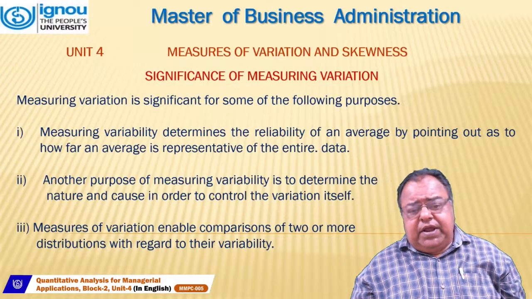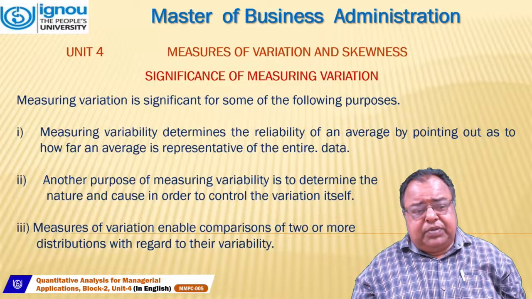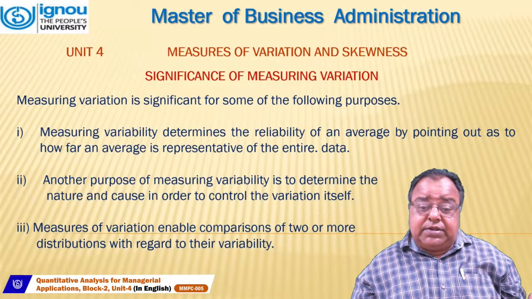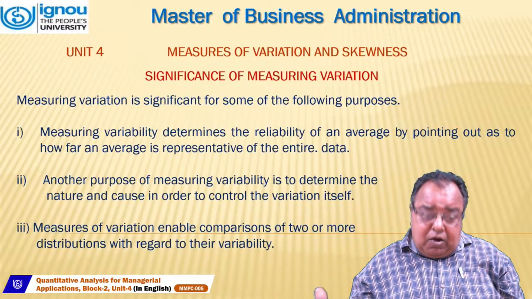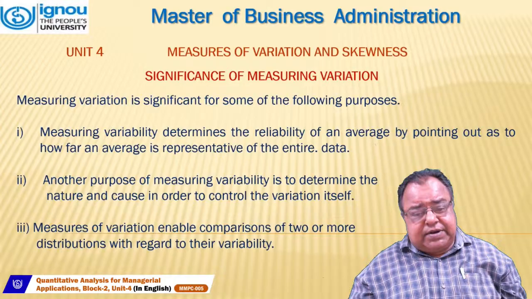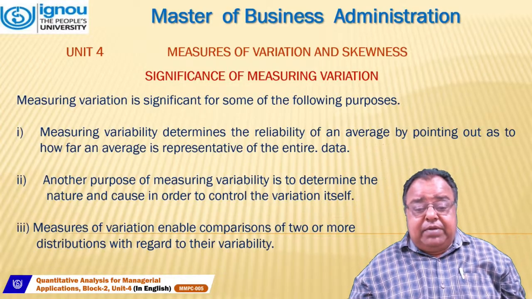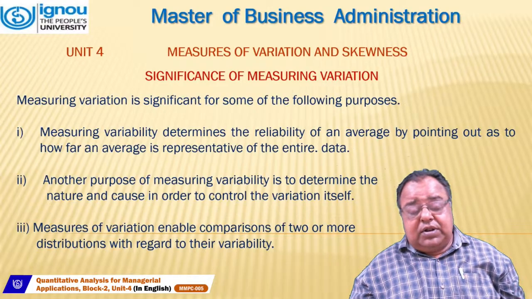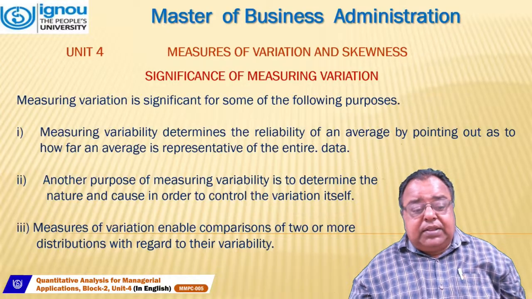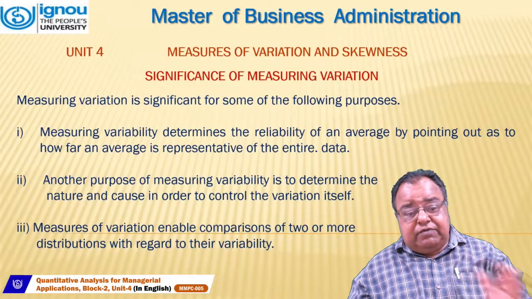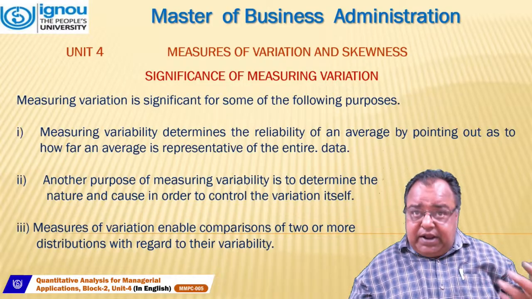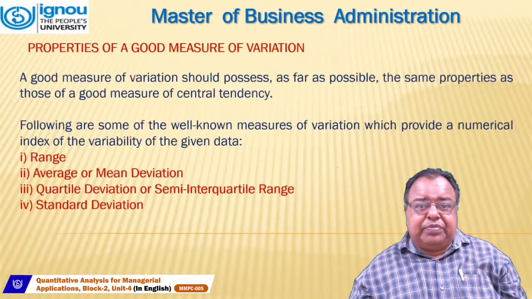Measuring variation is significant for some of the following purposes. Measuring variability determines the reliability of an average by pointing out how far an average is representative of the entire data. Another purpose is to determine the nature and cause of variation in order to control the variation itself. Third, a measure of variation enables comparison of two or more distributions with regard to their variability.